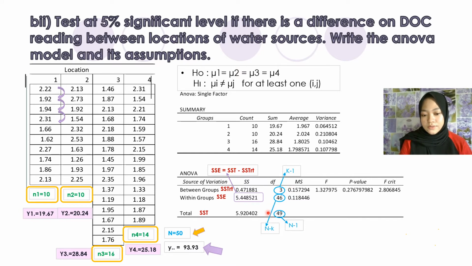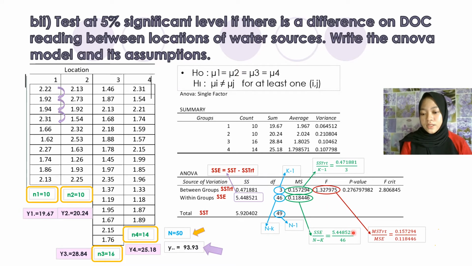And degree of freedom for error is 46. So the mean square formula for treatment is sum square treatment divided by k minus 1, the degree of freedom treatment. So you get this value 0.157294, same as mean square error. Okay, so what we need is the value of F test, which is 1.327975. This value comes from this formula, mean square treatment divided by mean square error.